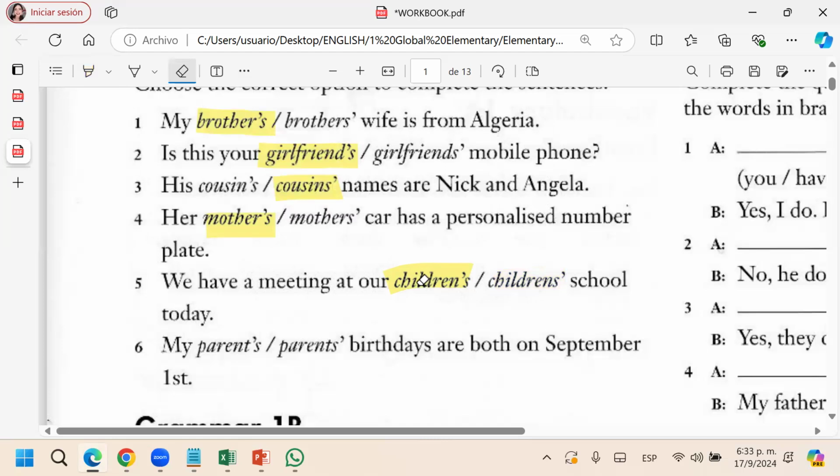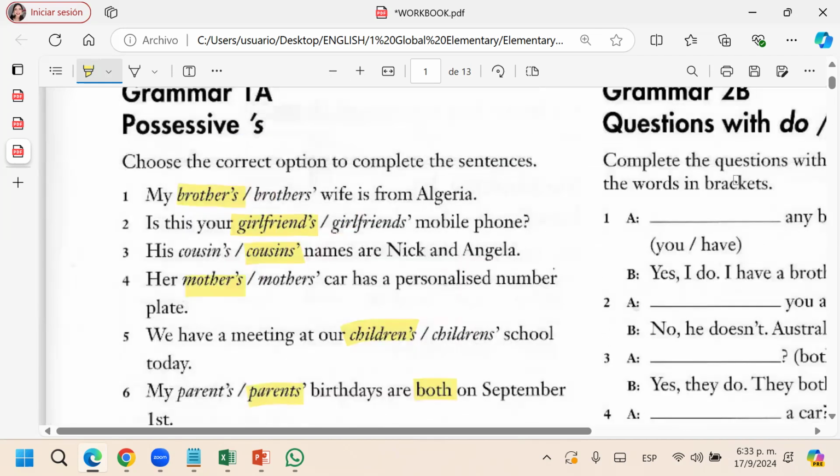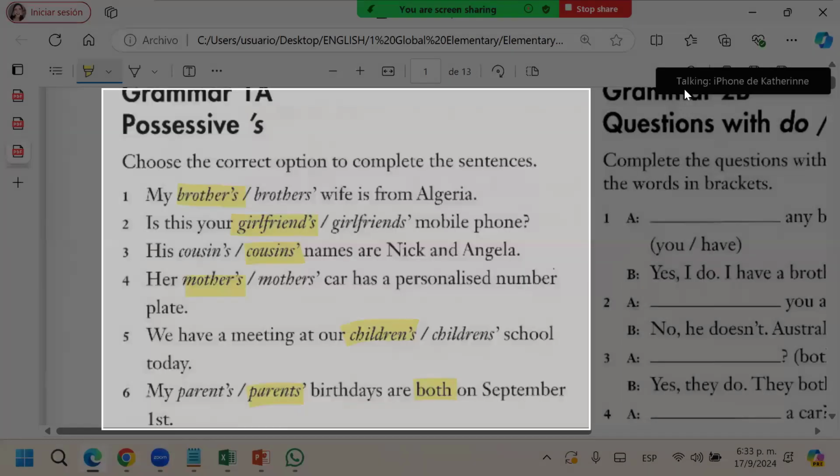The last one: my parents' birthdays are both on September the 1st. The second one, because it's the birthday for my mom and for my dad, the same date. That's why. So do you understand? Let me take a photo.